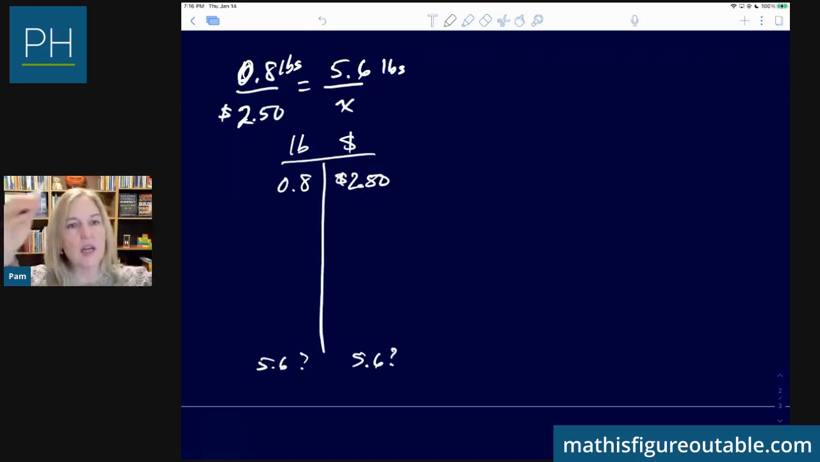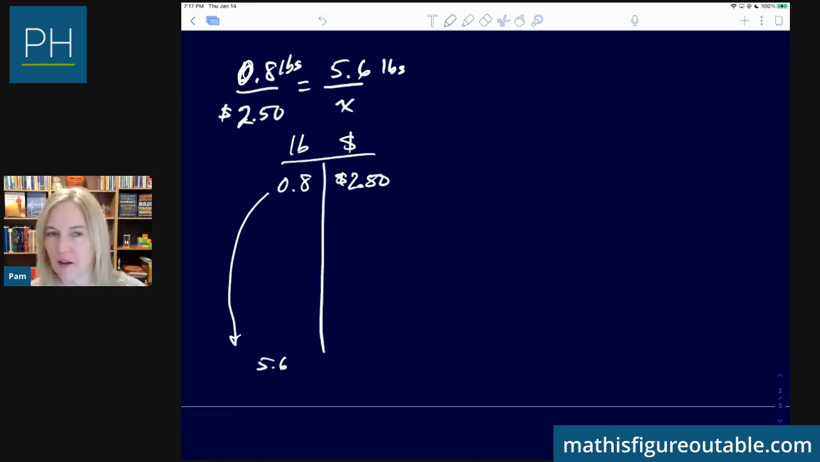It's connected to the pounds, right? And they've already thought about what those proportions look like. And so they're like, oh yeah, so it's the pounds. So I need to find 5.6 pounds. That's my goal. Oh, gravy. How can I get from 0.8 to 5.6?